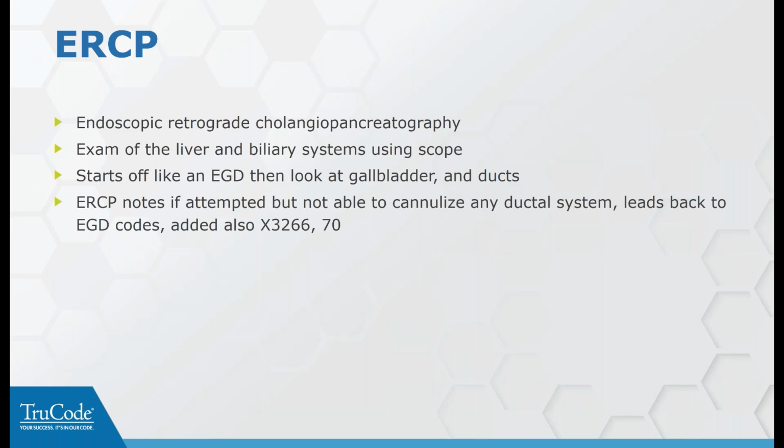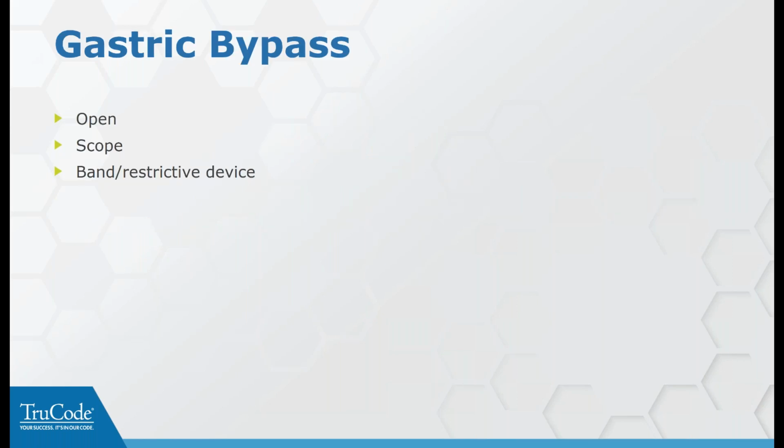The ERCPs, endoscopic retrograde cholangiopancreatography, basically means that when they're looking at the liver and the biliary systems, they may also look in the tubes, the vessels, and so you want to make sure you're coding those as appropriate where they're actually putting in or they're canalizing any ductal system. Like if a patient has a stone in one of those ducts, they may open that up to look in it as well.